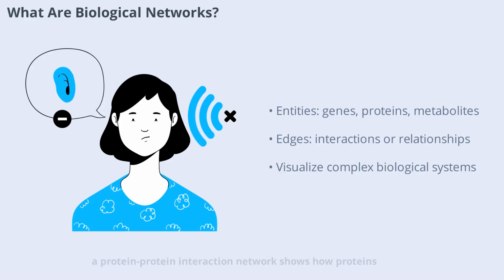For example, a protein-protein interaction network shows how proteins work together to carry out cellular functions. Understanding these networks helps researchers identify key players in health and disease and can even reveal new drug targets.